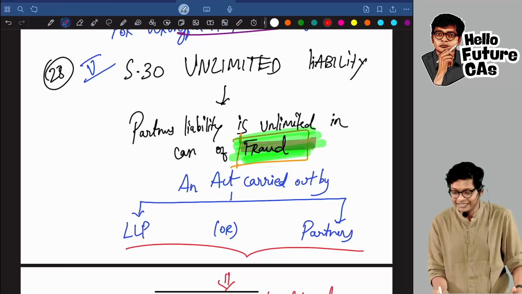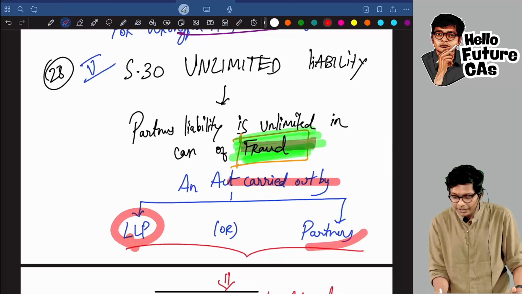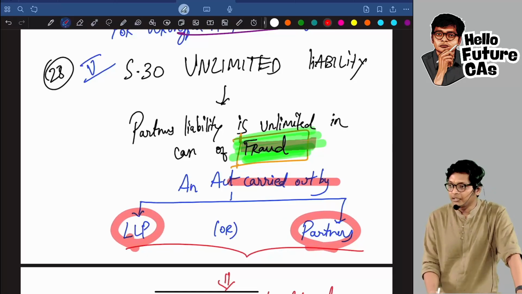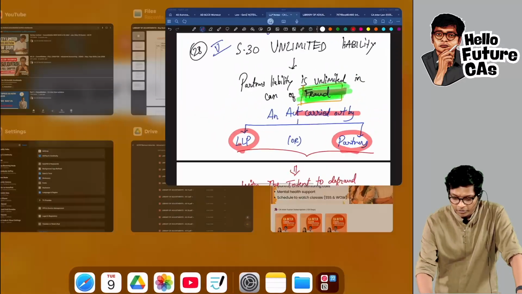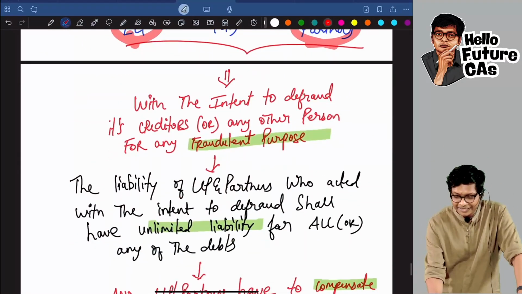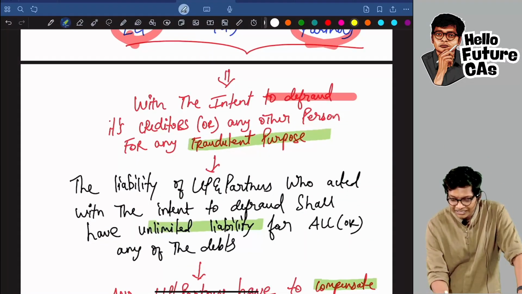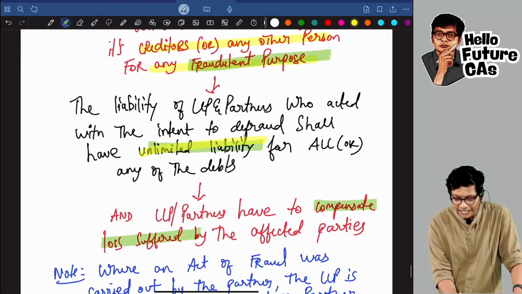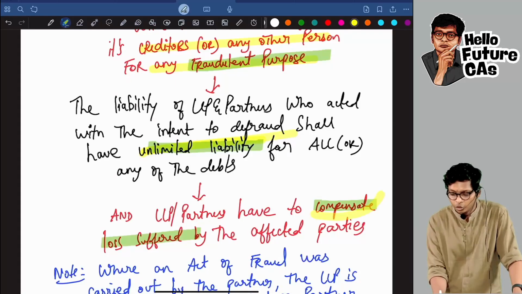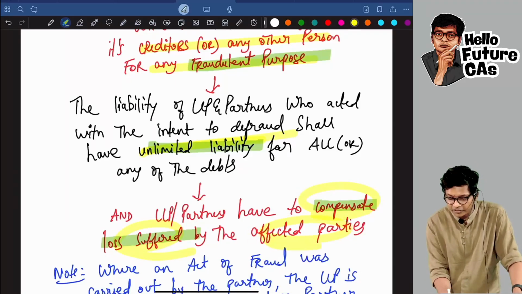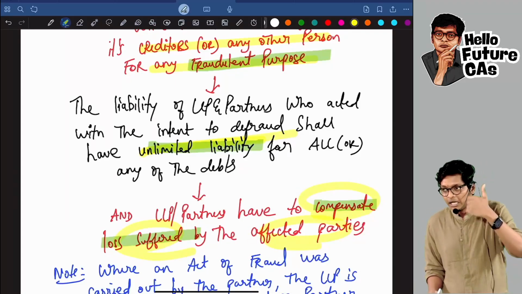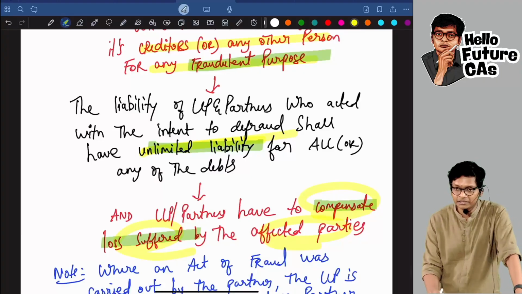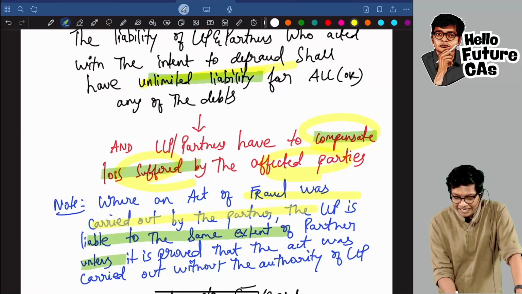Here what they are saying: an act carried out by the LLP or partners with the intention to defraud the creditors. Fraud, intention to cheat them, then liability becomes unlimited. You have to compensate the loss suffered by the affected parties, unlimited. That's it. Are you following, guys? So where an act of fraud was carried out by the partners, they are liable to the same extent.